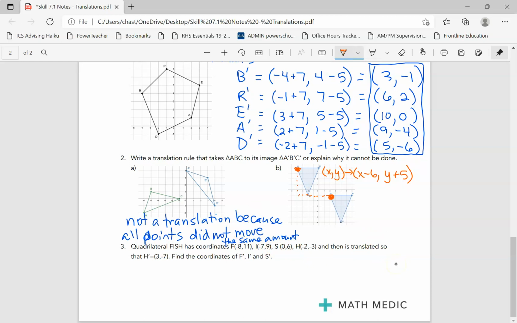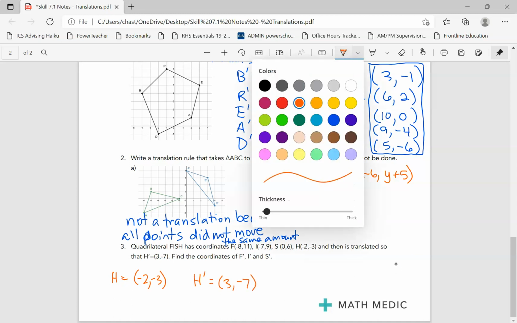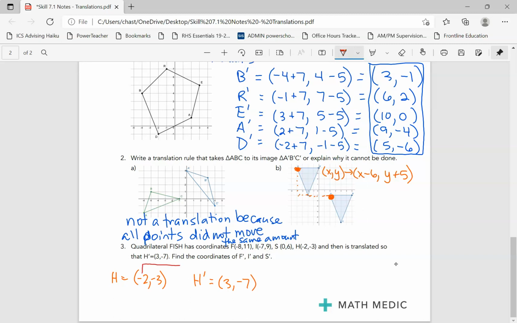Alright, for the last one, it says quadrilateral FISH has coordinates of what you see here. And then it's translated so that H prime is 3, -7. So imagine H had the ordered pair -2, -3, and now it becomes H prime is 3, -7. So we're going to have to think about this a little bit differently. Think about what did we do to the -2 to make that become a 3. So if we think about that, 3 minus -2 equals 5. So we added 5.